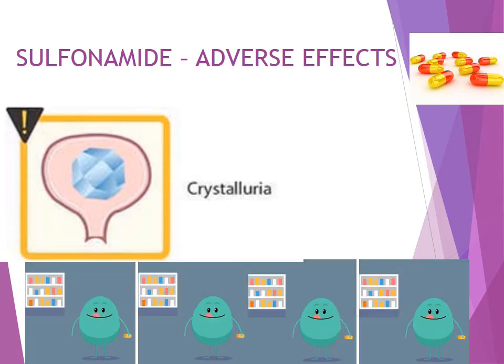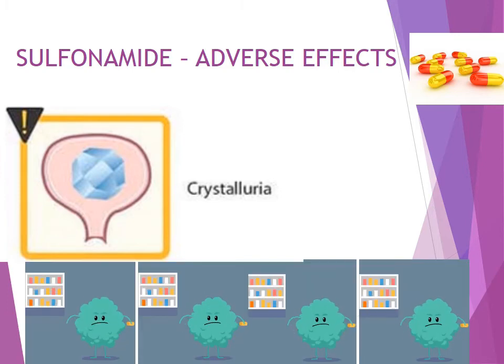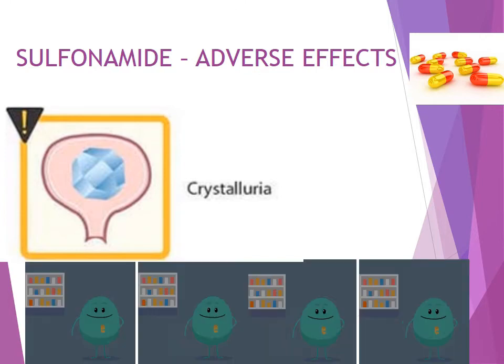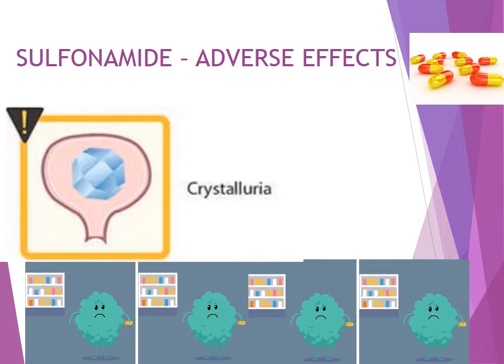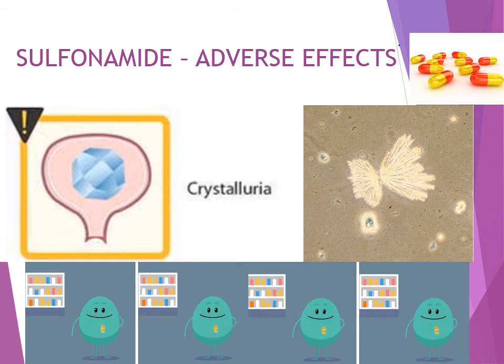Now, in order to prevent the formation of crystals in our urine, you need to take an adequate amount of water. You need to hydrate yourself. And you also need to alkalinize your urine. Therefore, pag na-alkalinize your urine, this will reduce the concentration of drug and promotes its ionization. So, mas mabilis siya mamalabas pag na-alkalinize ang ating urine. Yan po yung crystals produced by our sulfonamides.